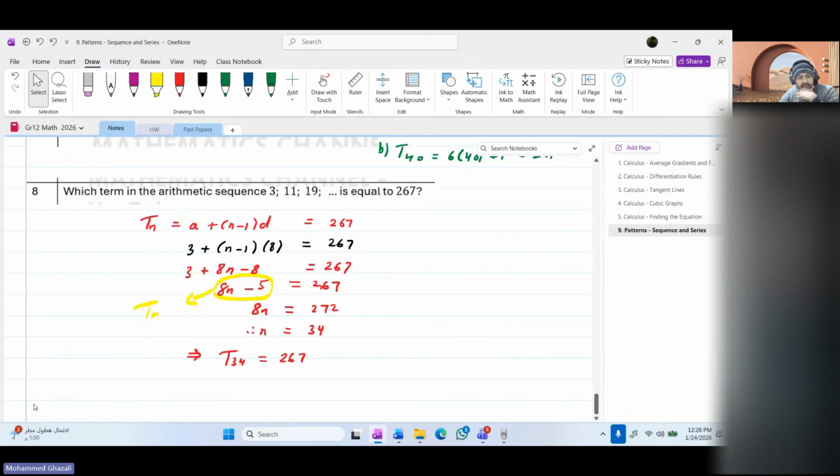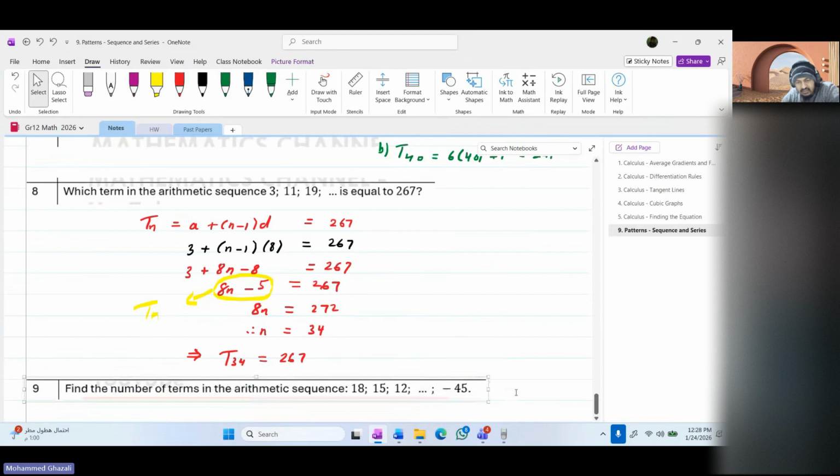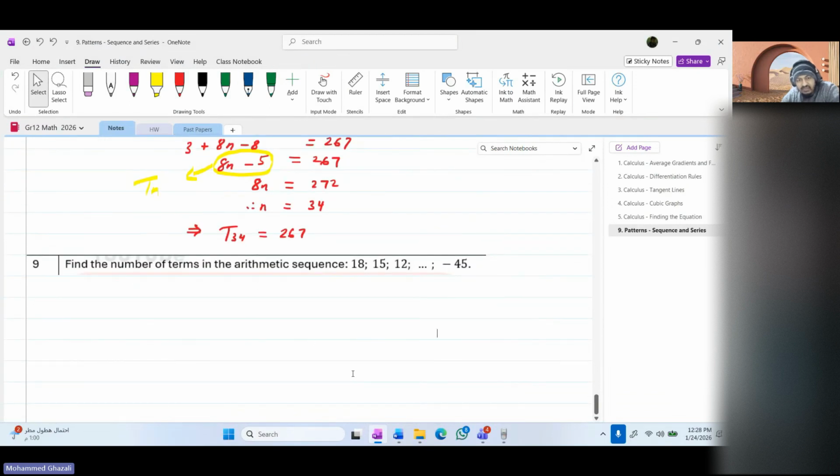Right, so this is nice. Remember the problem before is that we didn't know the number of terms. What if you don't know the number of terms that are in the arithmetic sequence? So if you don't know the number of terms, you say the Tn formula must be equal to the last value. So then you will know what it is.